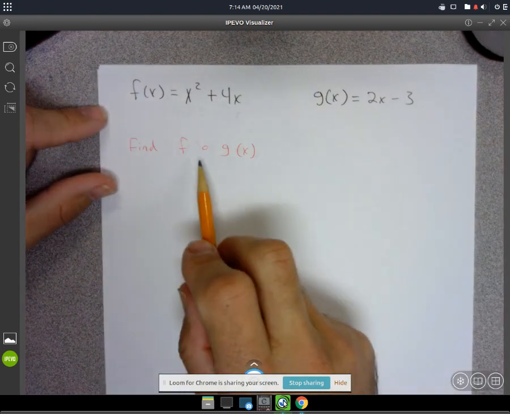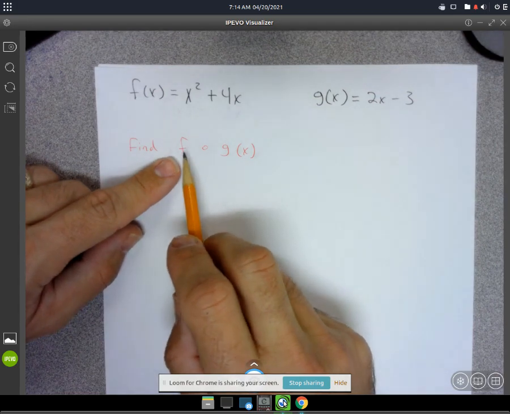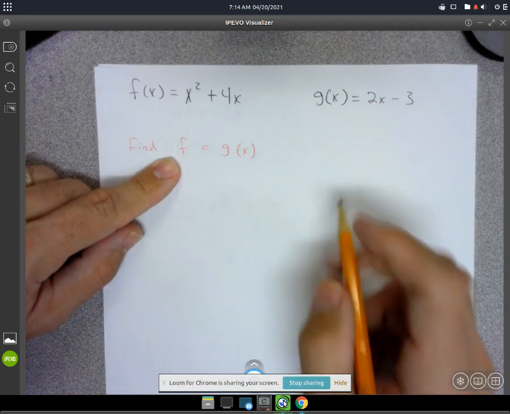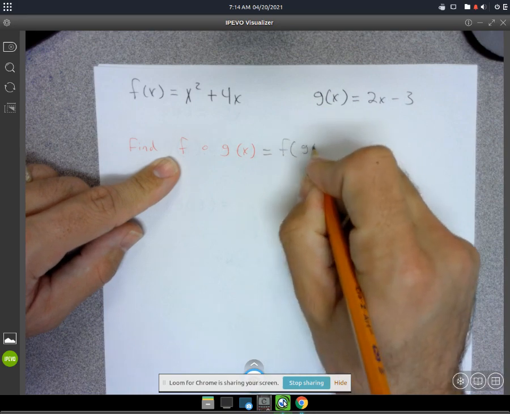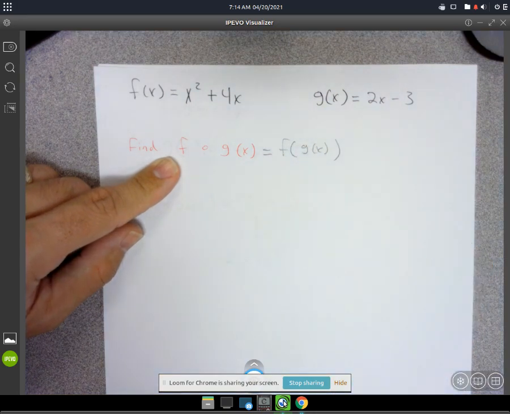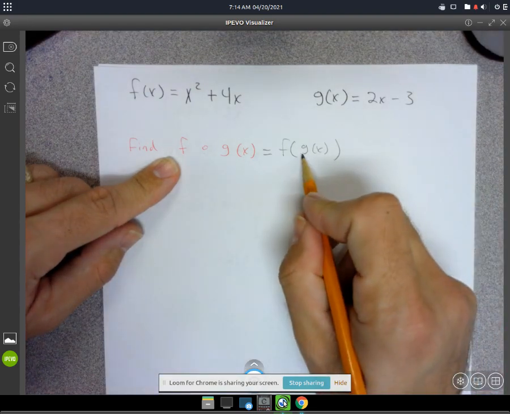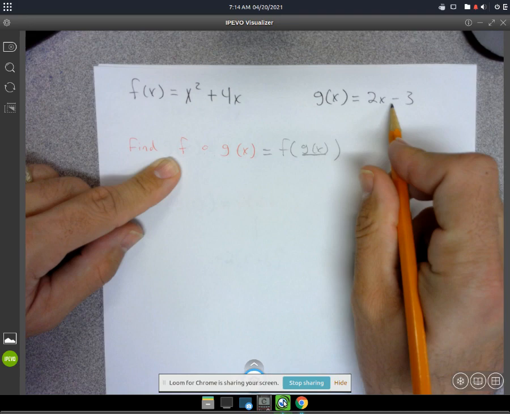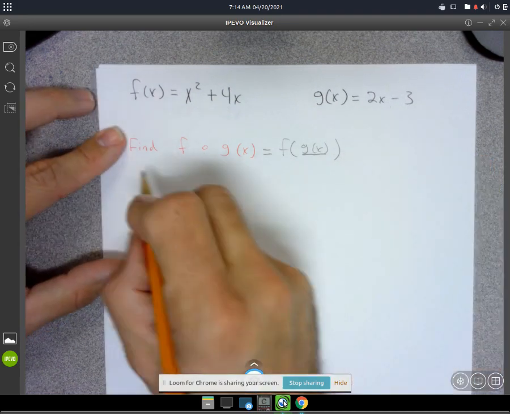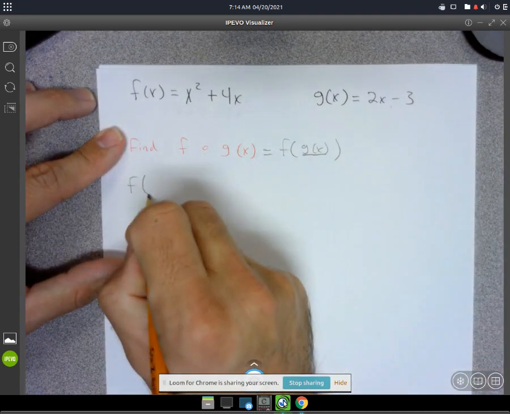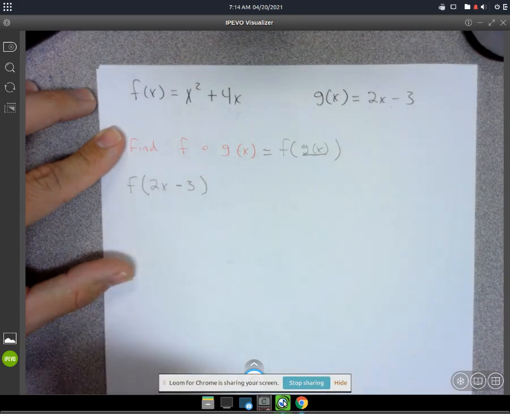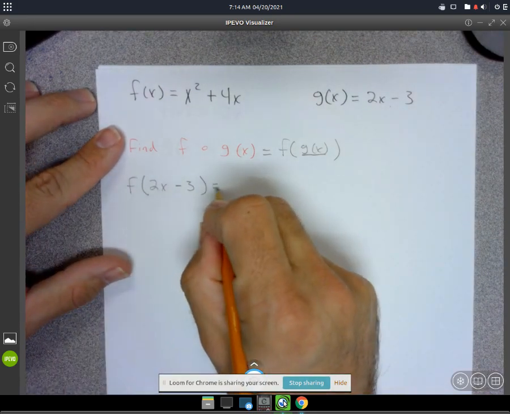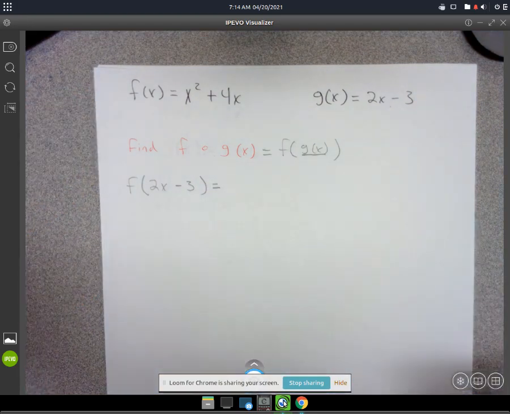Okay. All right, so this time we're asked to find f composed with g of x. So I like to rewrite it first. It's the same as f of g of x, like that. This time I'm going to be replacing g of x with 2x minus 3. So I can call this f of parentheses 2x minus 3. And now's where we're going to actually plug it in.